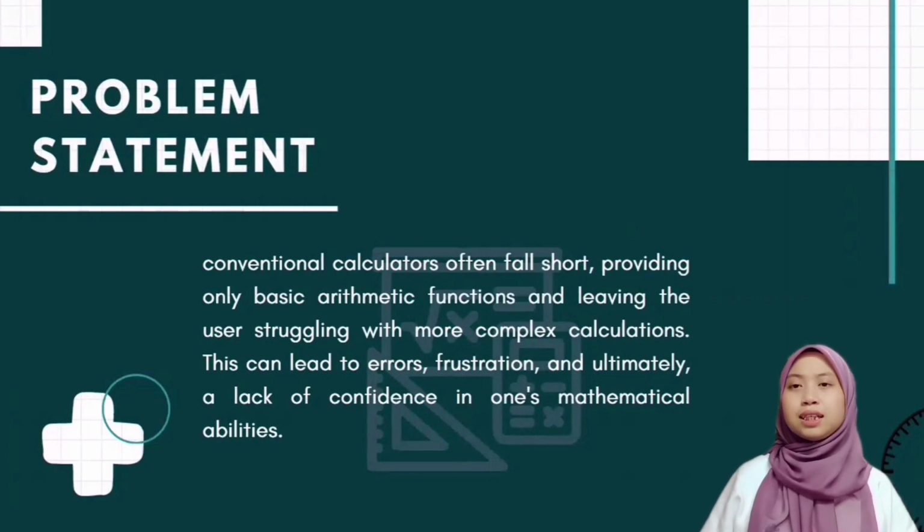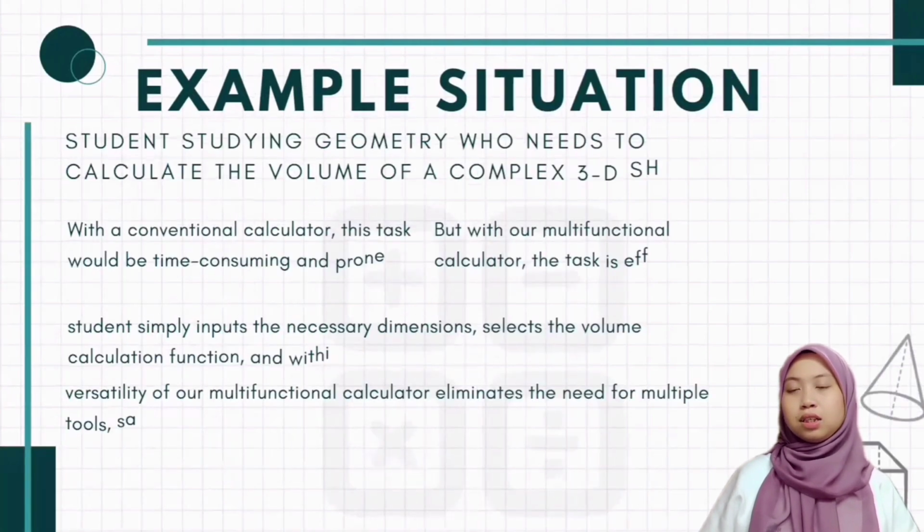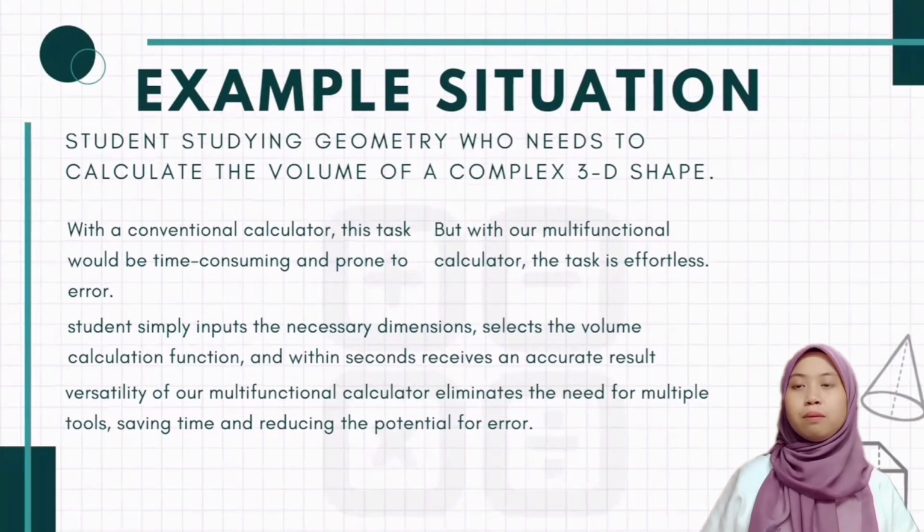Imagine a student studying geometry who needs to calculate the volume of a complex 3D shape. With a conventional calculator, this task would be time-consuming and prone to error. But with our multifunctional calculator, the task is effortless. The student simply inputs the necessary dimensions, selects the volume calculation function, and within seconds, receives an accurate result. This same student may also need to convert units of measurement for a physics problem, and with the built-in unit converter feature, the task is complete with ease.